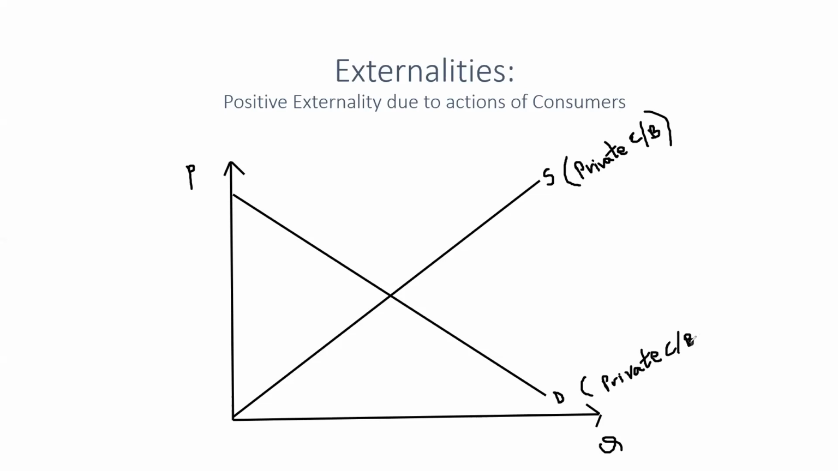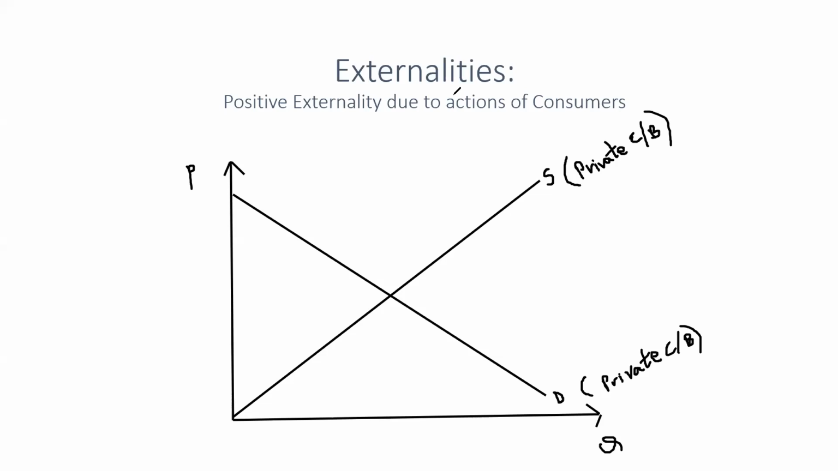So your demand curve is showing the private cost or benefit for consumers, and your supply curve is showing a private cost or benefit to the sellers. Now, this is the private cost as a result of your own actions. This is not a cost to the society. Now, the next part is going to clarify everything straight away.